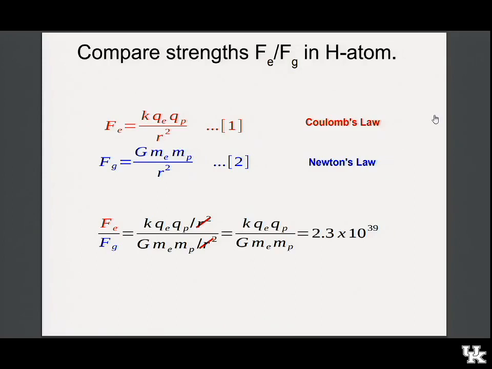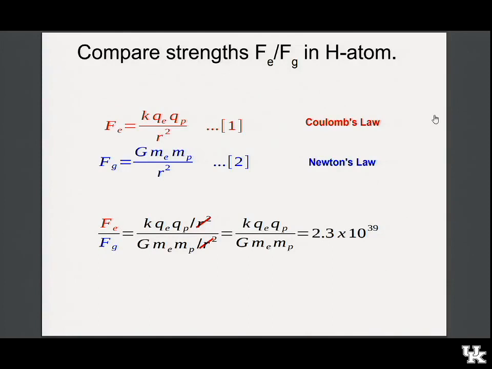I wrote down the charges of the electron and the proton and the masses of the electron and proton. And if you fill in all those numbers, this is the result. So that result is a scale of 10 to the 40, 10 to the 39. That's how much stronger we think of electricity. It's stronger than gravity by that massive factor, a factor of 10 to the 40. It's not just a little bit stronger.